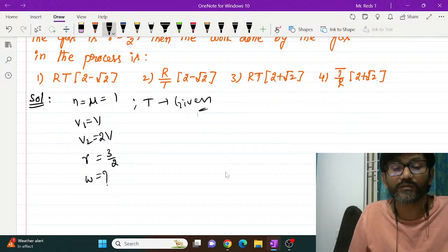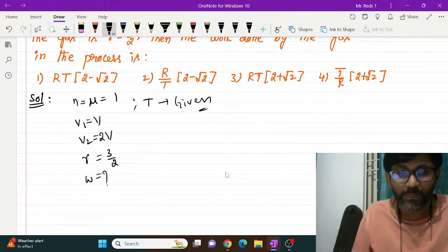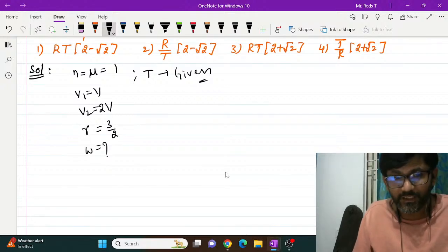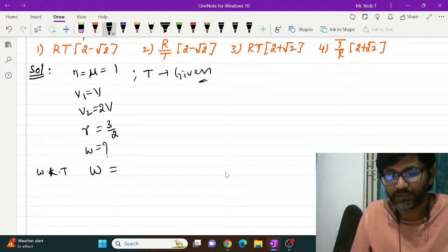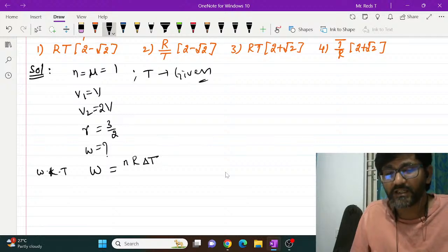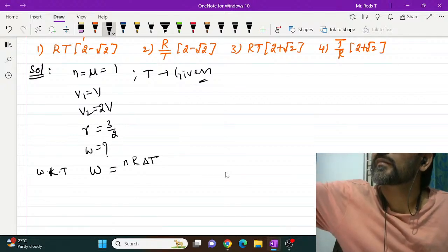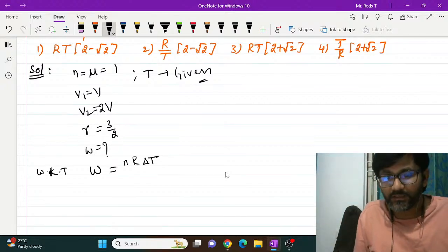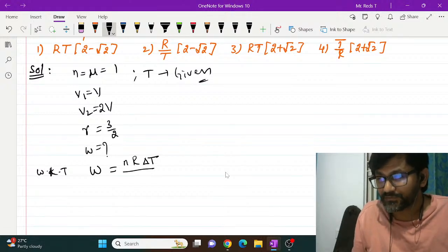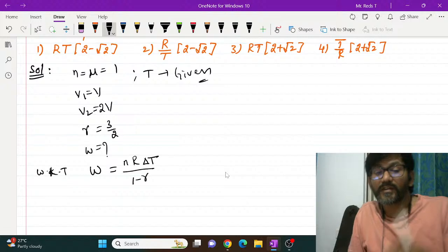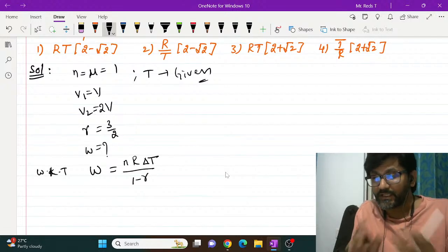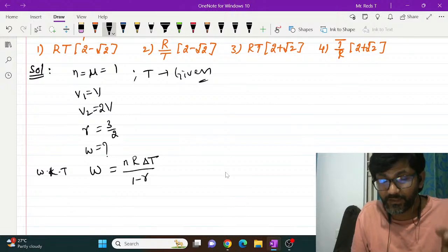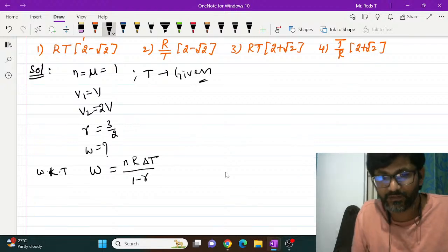What is the formula for work done in an adiabatic process? We know that work done in an adiabatic process is W equal to NR into delta T, or delta theta, any symbol you can use, NR into delta T by 1 minus gamma. You have to take it as 1 minus gamma or gamma minus 1 based on the proper valuations. If you are taking T final minus T initial, then you have to take 1 minus gamma. Otherwise, if you take T initial minus T final, you have to take gamma minus 1. You have to be careful.